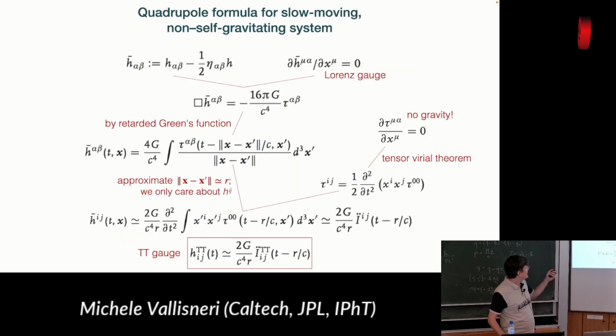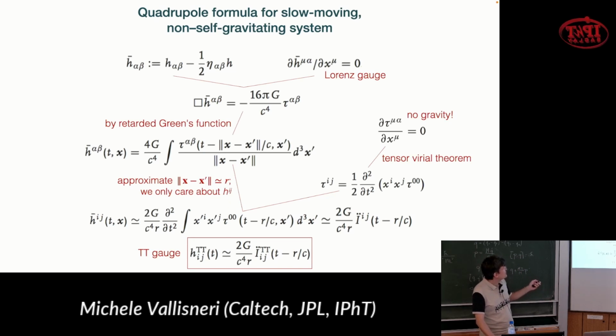Okay, so the naive formula. This is what we saw last time, the trace-reversed perturbation of the gravitational wave field. It leads to a wave equation in the Lorentz gauge. This you can solve with a retarded Green's function. Everything is weak, so it looks like flat space. It looks like a linear spin-2 theory on flat space.